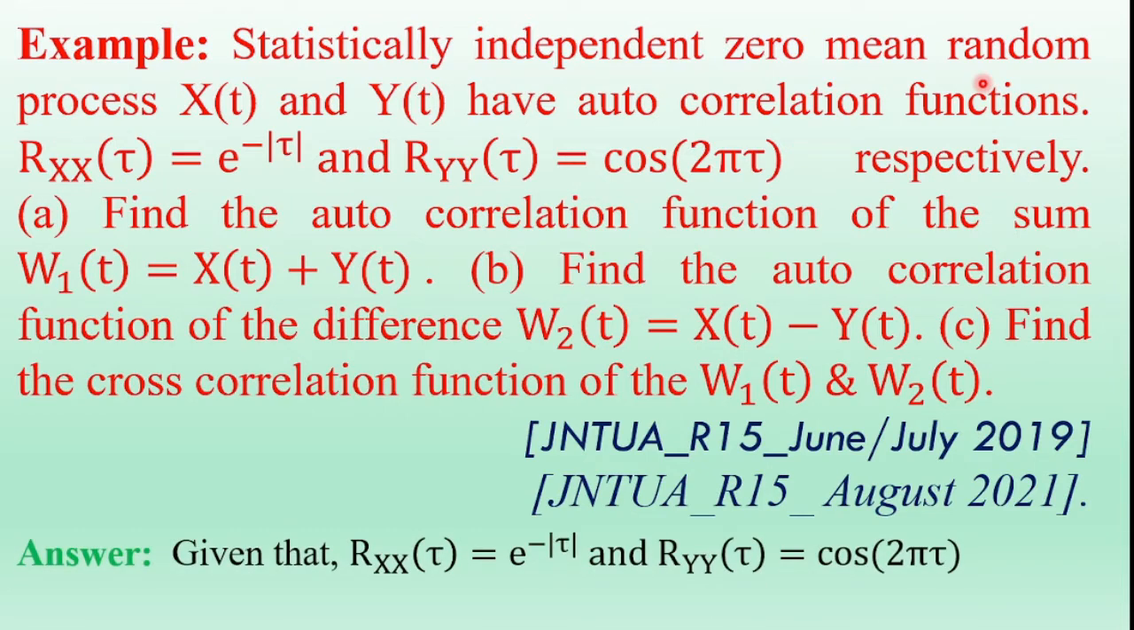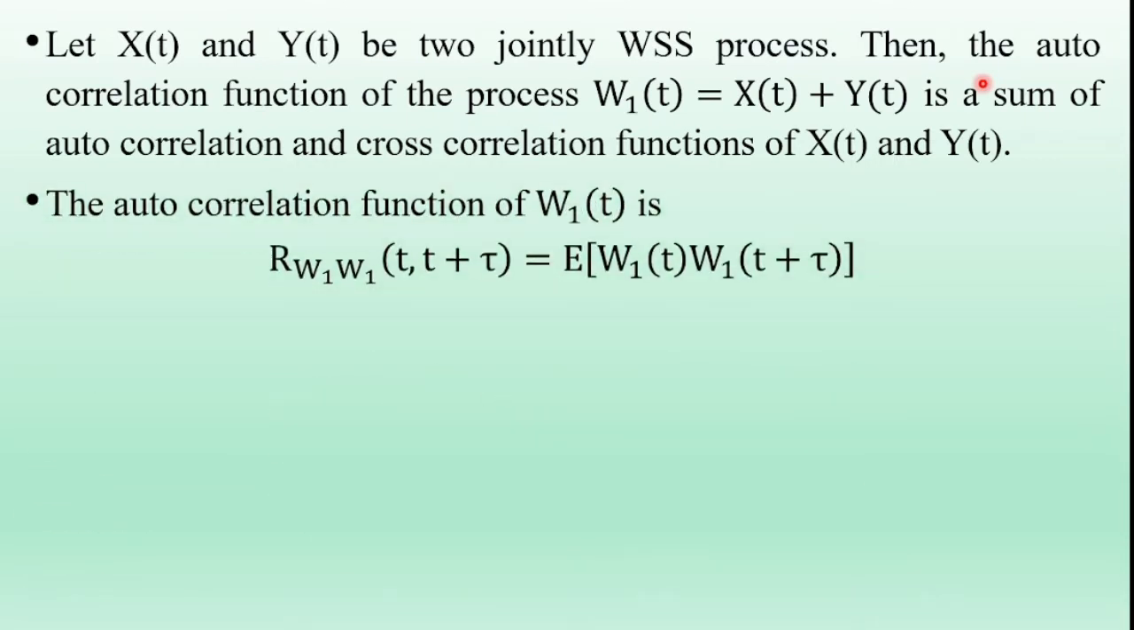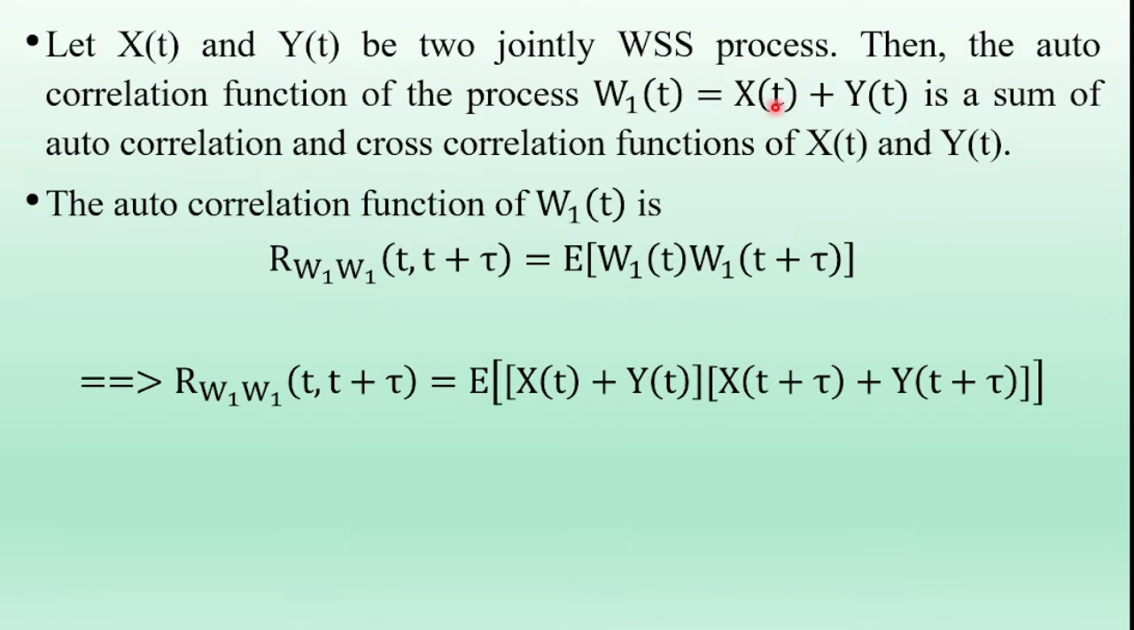So coming to the solution, given that the autocorrelation functions of the random processes x of t and y of t are Rxx of tau is e power minus mod tau and Ryy of tau is cos of 2 pi tau. So first, find the first bit solution. The autocorrelation function of w1 of t is Rw1 of tau equal to expectation of w1 of t w1 of t plus tau. Given that w1 of t is x of t plus y of t, substituting t by t plus tau, we get w1 of t plus tau is x of t plus tau plus y of t plus tau.